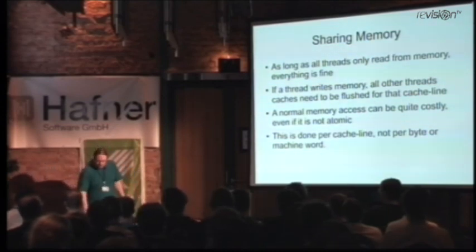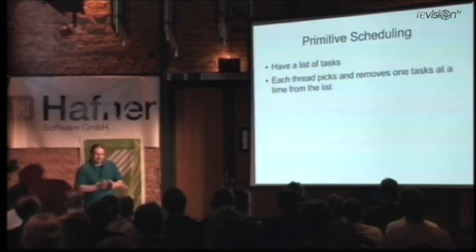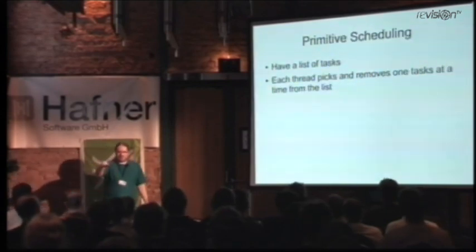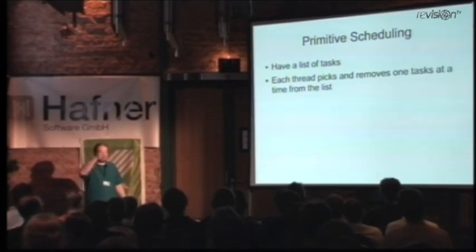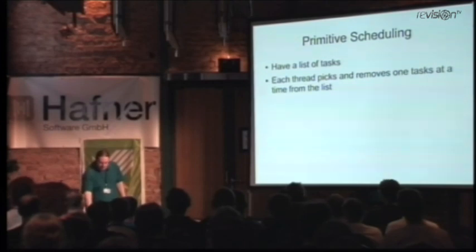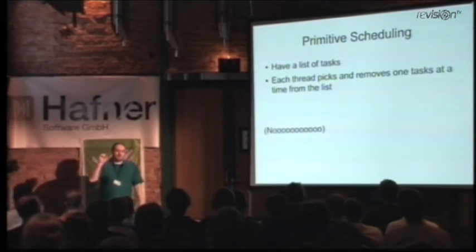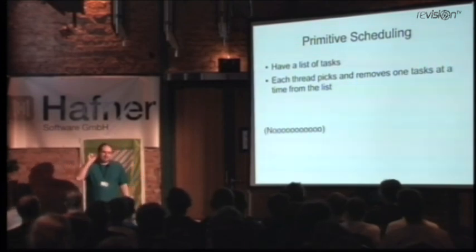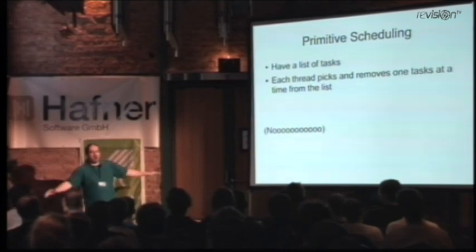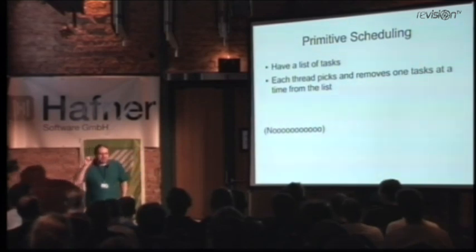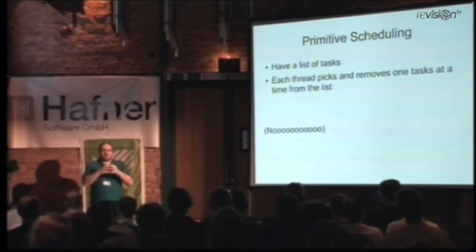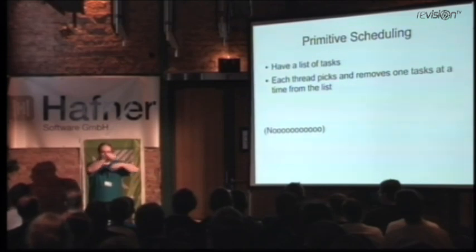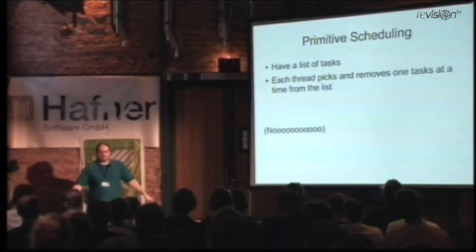And the simple solution for that is, of course, you have a list of tasks, and each thread picks a task and removes it from the list, one at a time. And, of course, that is not what you want, because then you have, imagine the sound effect, no! Then you have a single bottleneck in your whole system. And if you have many, many cores, they will all try to get this lock, to get to this list, and pick tasks. And it just won't scale.